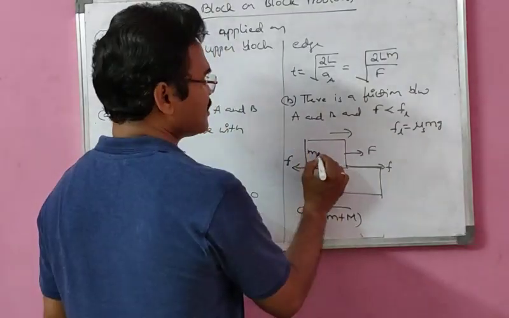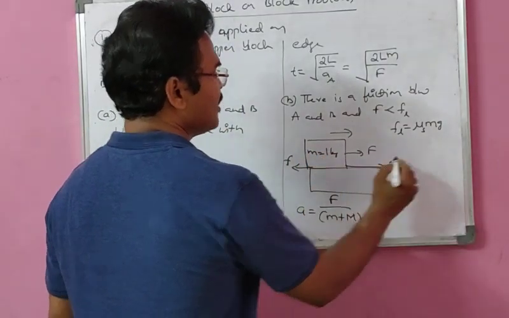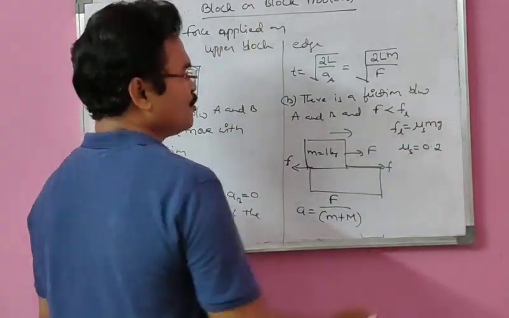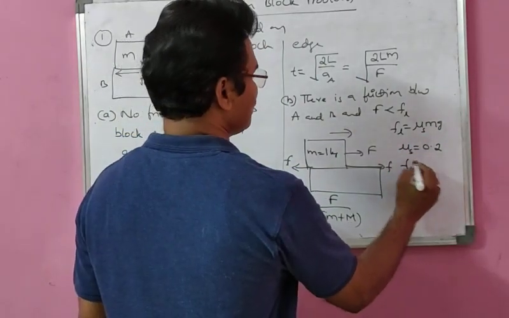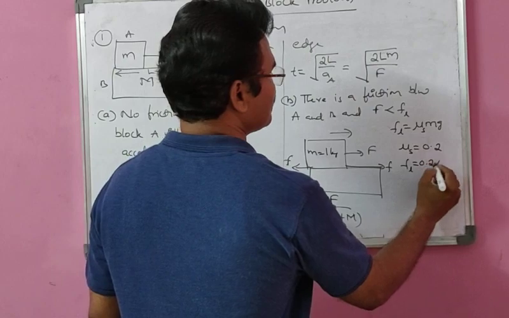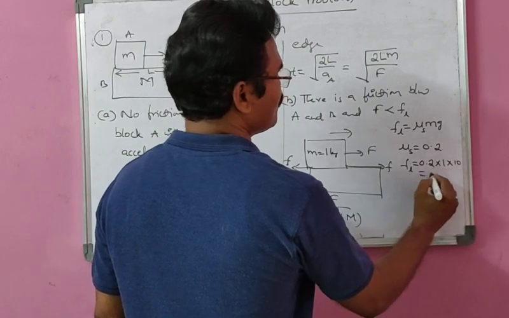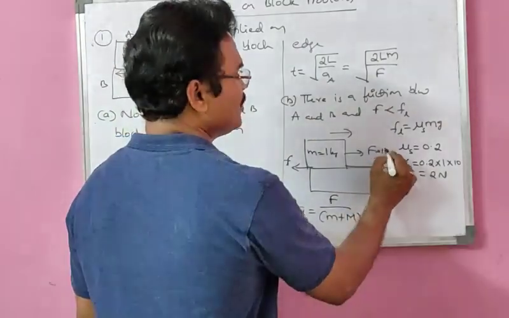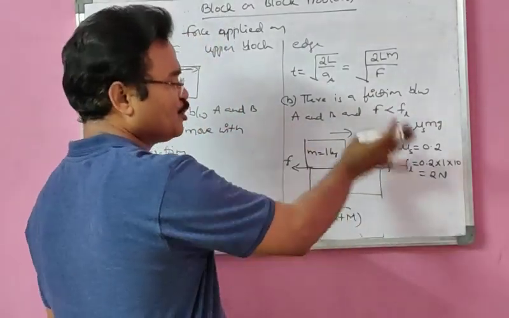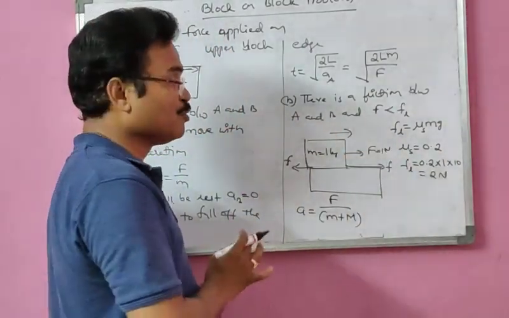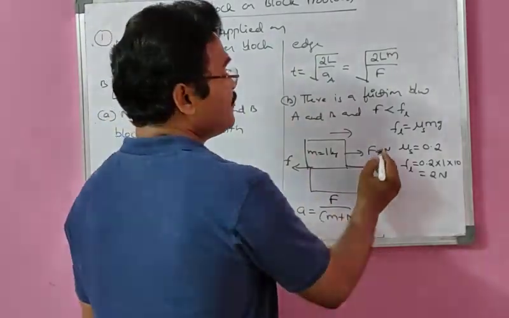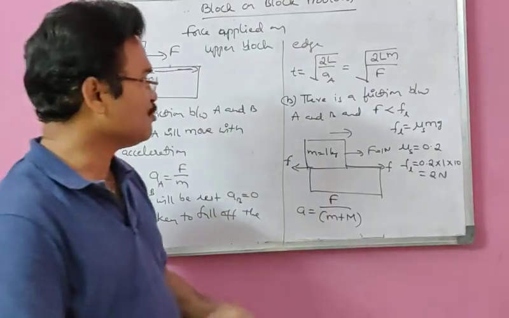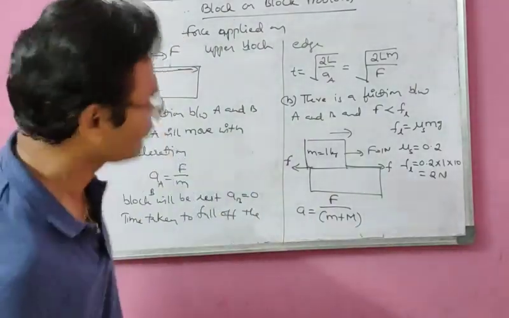This I am taking as 1 kg, and mu equal to, I can take 0.2 here. So what is FL equal to? FL equal, we can write as 0.2 into 1 into 10. You are going to get 2 Newton. Suppose if the applied force is 1 Newton, then what happens here? Both will move together. If F is greater than 2 Newton, what happens? So that I am going to tell you as the next one here.